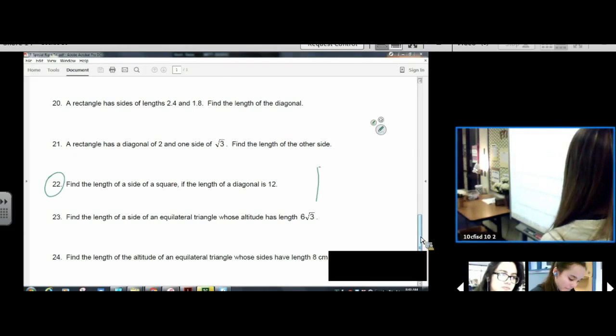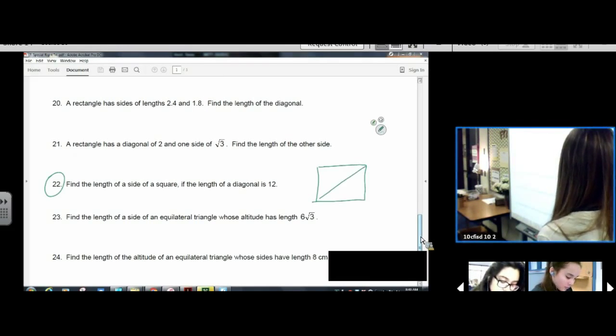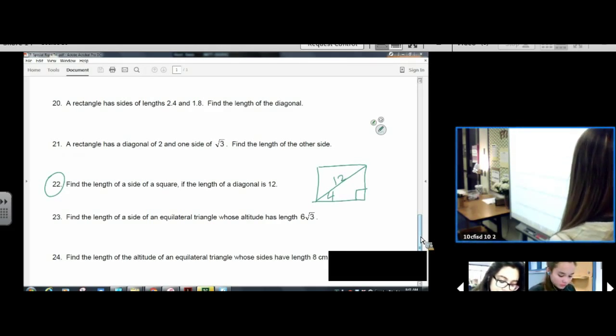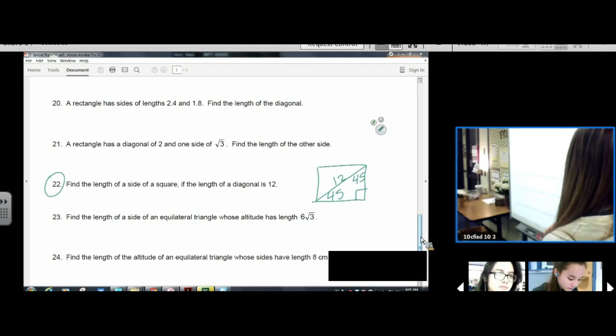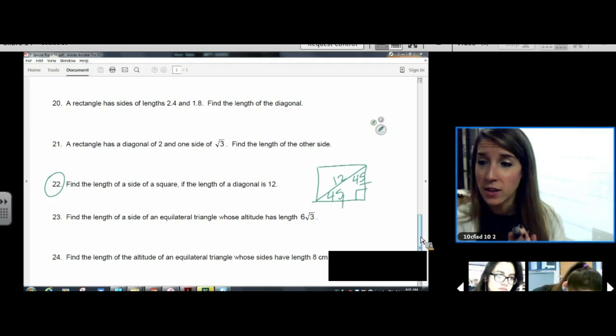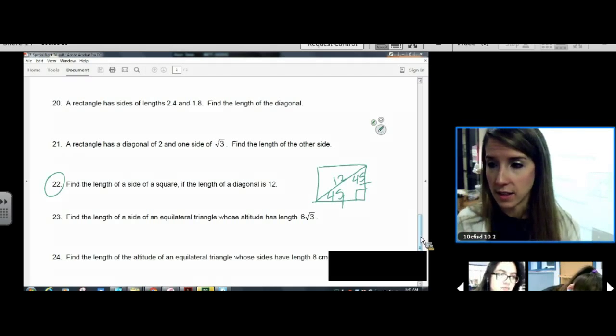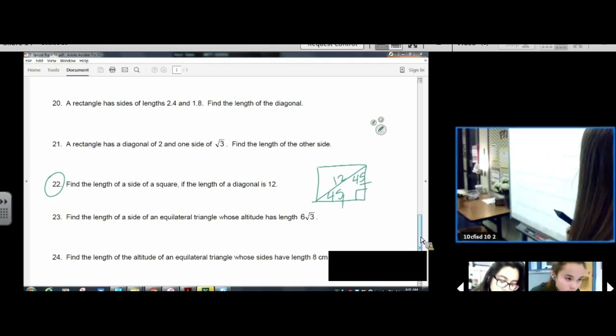All right, number 22. Similar to the other one that involves a square, this time you're given the diagonal, which is 12. A diagonal of a square always, always, always creates 45, 45, 90 triangles because that triangle is both isosceles and right. It's isosceles. So we know we can use our rules.